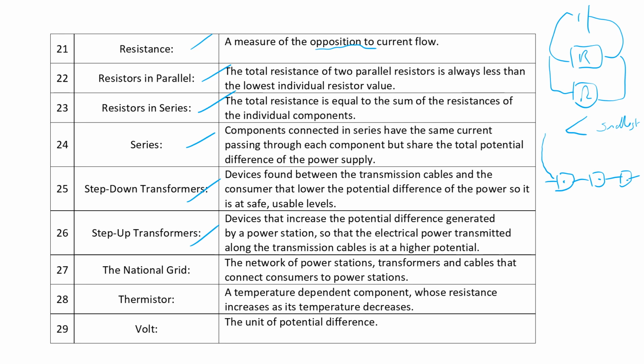All of the wires, so the network of power stations, transformers and cables that connects consumers to the power stations, is the national grid. A temperature dependent component whose resistance changes with temperature looks a bit like that, not the best drawing in the world, and I always think of it like a hockey stick, so it kind of goes like that: thermistor. The unit of potential difference: volt.